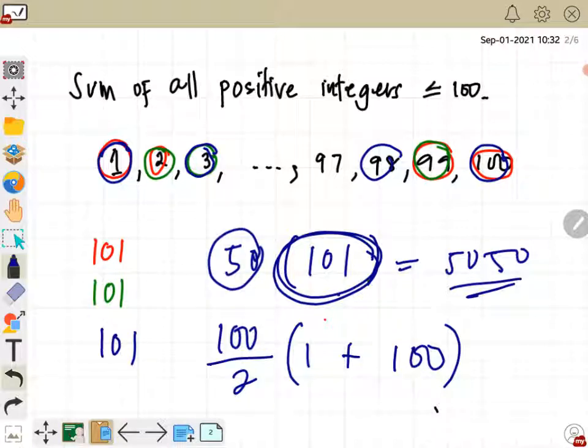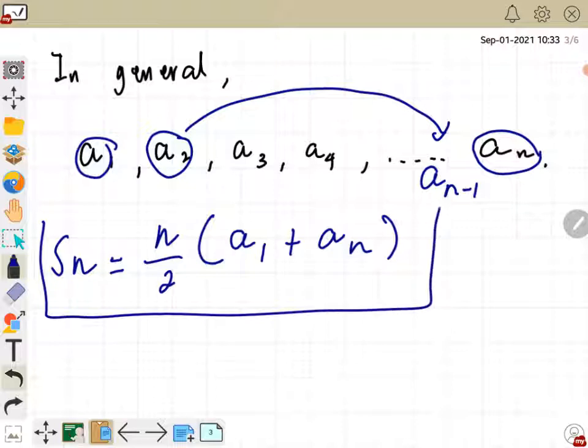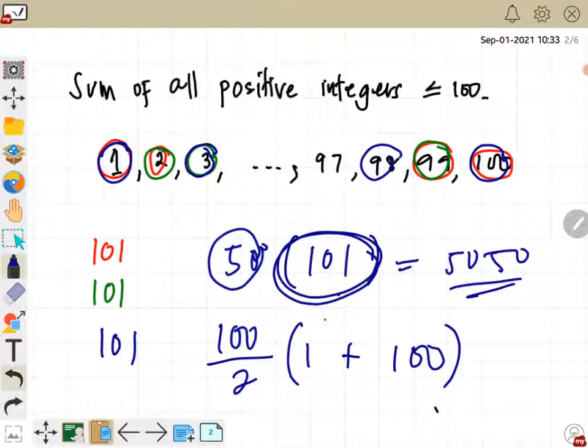So how do we get exactly 50 pairs? How many terms from 1 to 100? That is 100. We divide it by 2 to get the pairs, that's 50. So here, if the number of terms is n, we need to divide it by 2. This becomes our arithmetic series formula. If there are n terms from a sub 1 to a sub n, divide n by 2 to get the number of pairs of the first and last terms. You get the sum, the same as what we did here in 1 to 100.